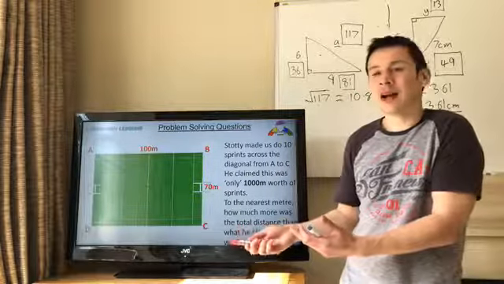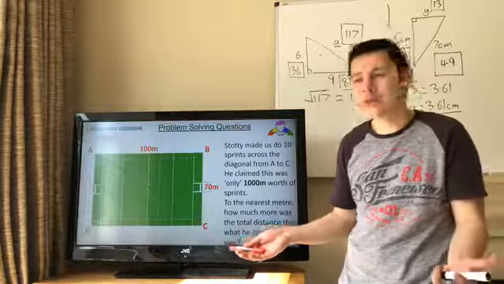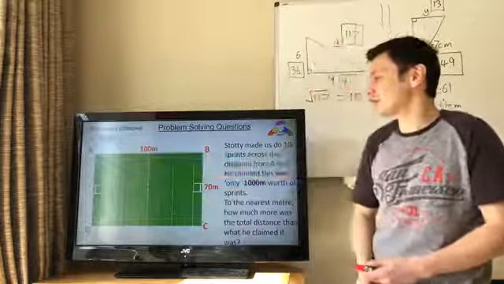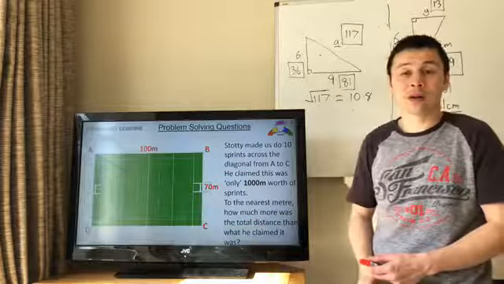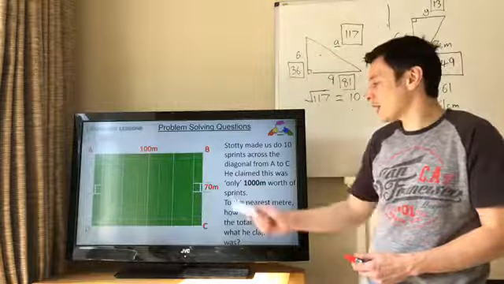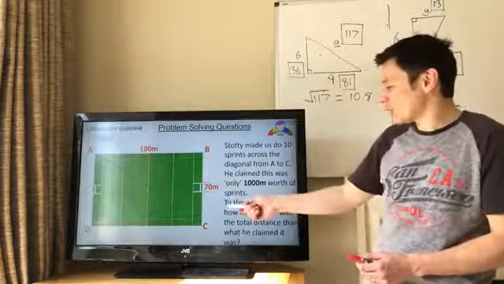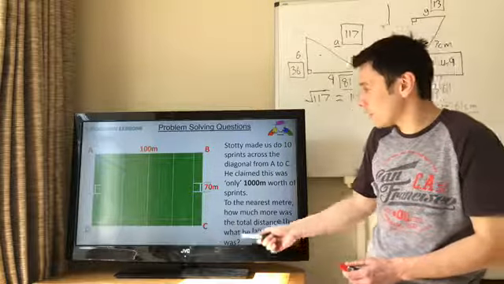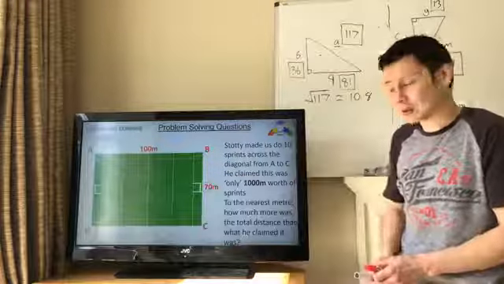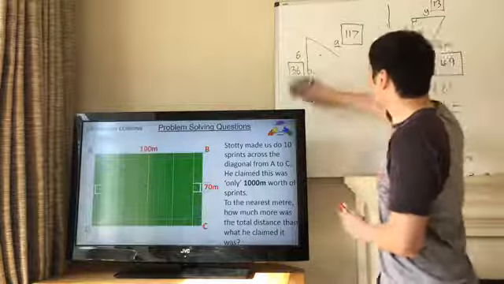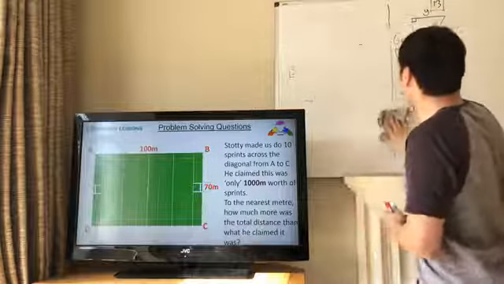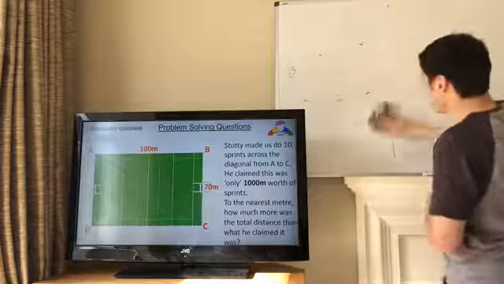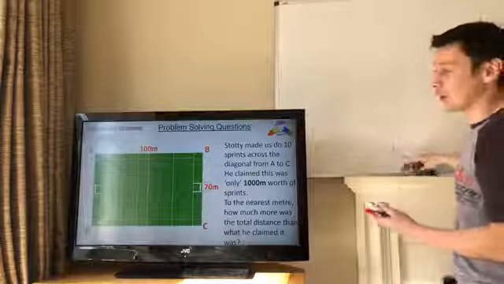Because I'm obviously a maths teacher and I also didn't want to run that far, I tried to work out the distance it actually was going across his rugby pitch. So we're going to do that question now. And the question I want to know is, to the nearest metre, how much more was the total distance than what he claimed it was? These are the kind of questions you get in your GCSE exam. You're using Pythagoras to solve some sort of real life situation.